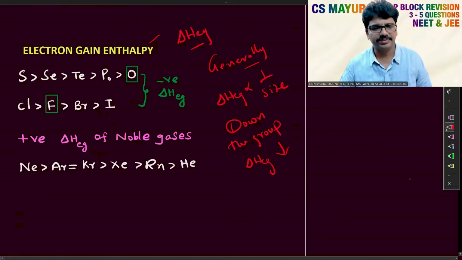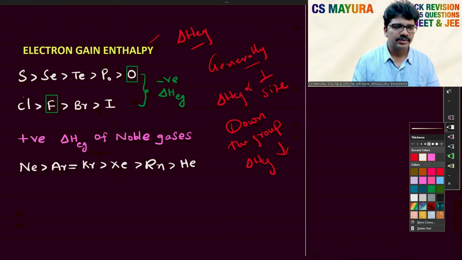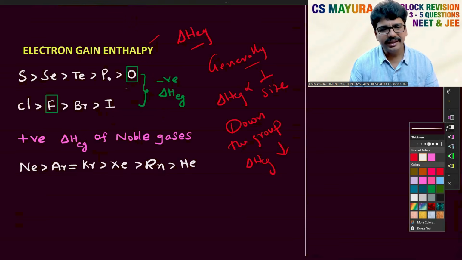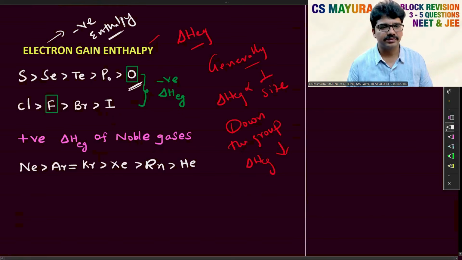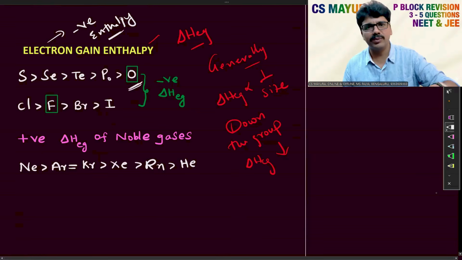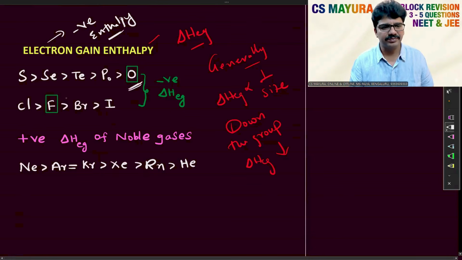But there are some exceptions. First we will see these exceptions and some other important points. In 16th group elements, oxygen has the least electron gain enthalpy. Electron gain enthalpy means a negative enthalpy value. Energy released means negative. Energy absorbed to insert an electron is positive enthalpy. I am talking about negative enthalpy.